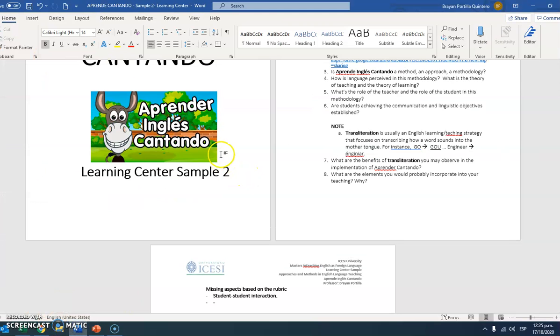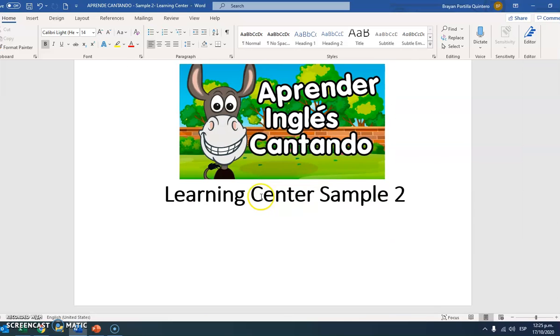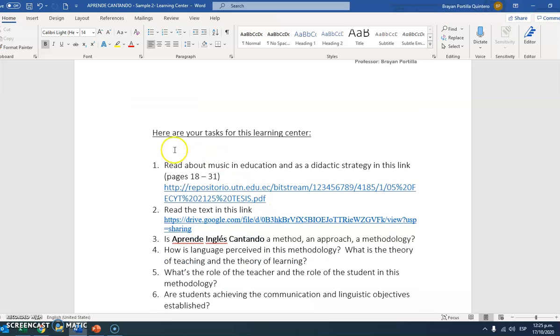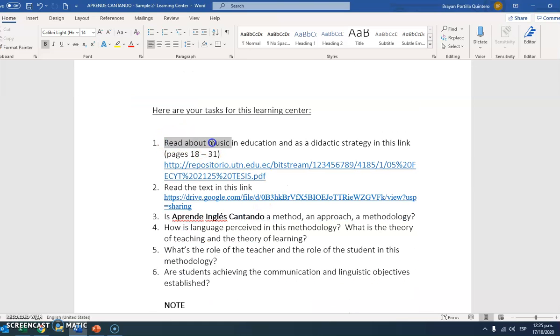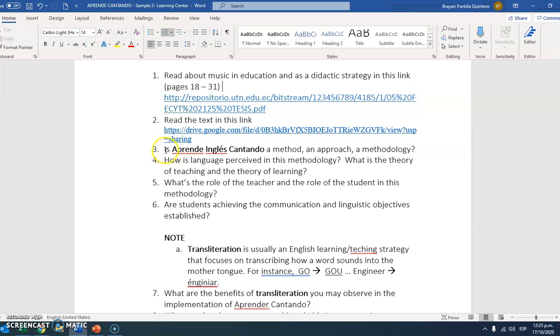In the other learning center that is called Aprende Inglés Cantando, this is a sample, we have some instructions. Look, instruction number 1, read about this information. The link to get the information is here. Then read this other link. Then there are some questions, but these questions are not given instructions. So you need to say, instructions, answer the next questions. So there is a problem in this learning center.